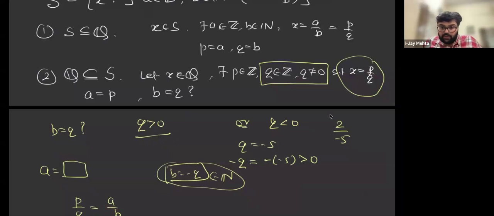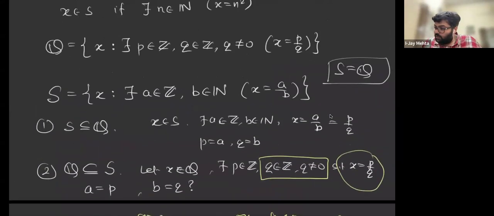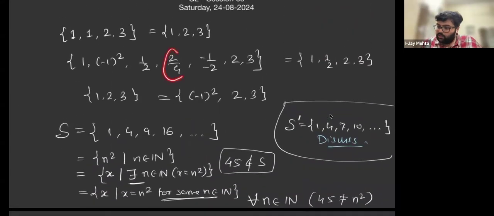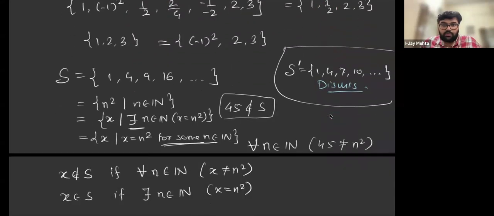You also have answered here. This set you all agreed. This is 2 by 4, minus 1 by 2, 1 by 2. You gave me only one element, 1 by 2.